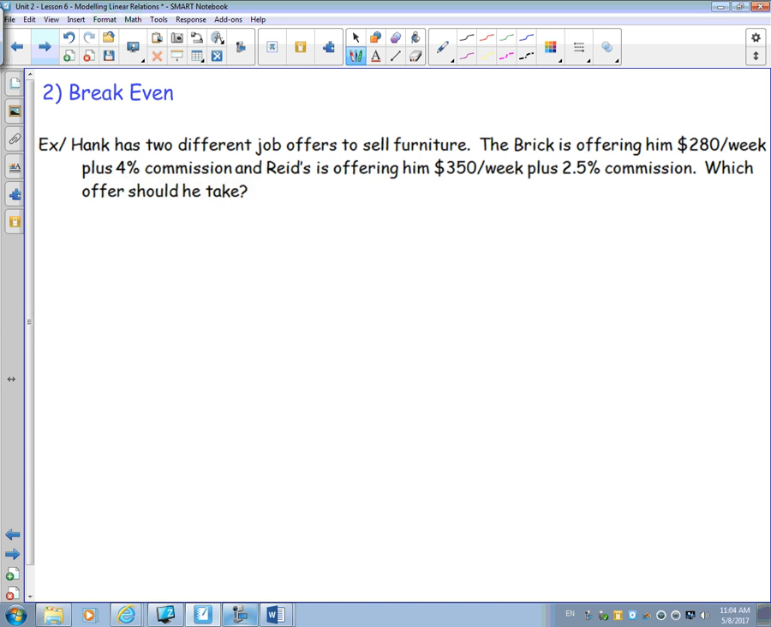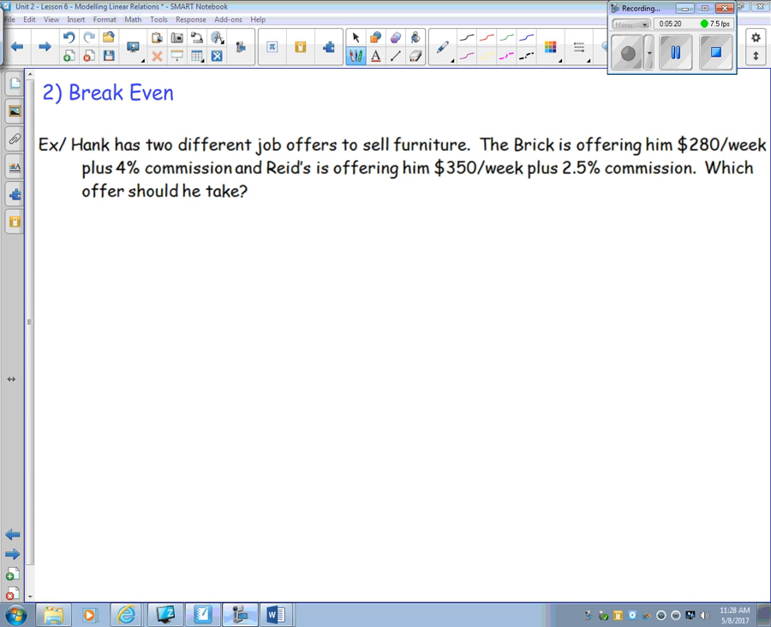Now, try the next slide. The next type goes back to grade 9. We call these break-even questions, when two things come out to the same value at some point. And the reason we use the words break-even is we talk about money. When you break even, your costs equal your revenue, and you're making no money. Okay?